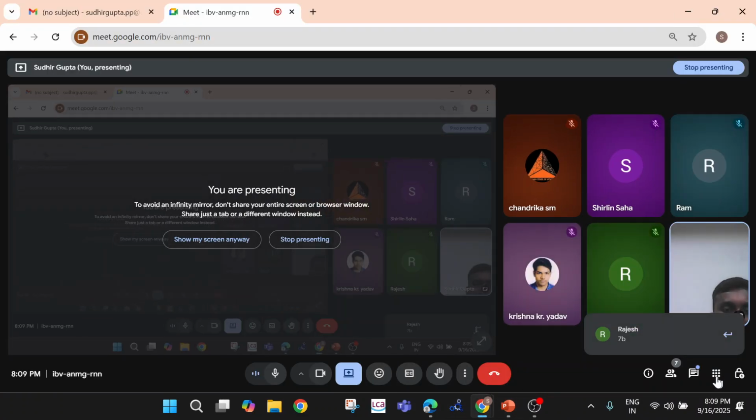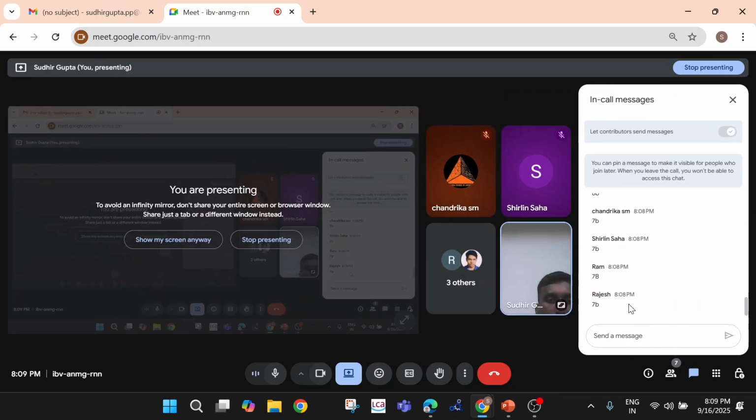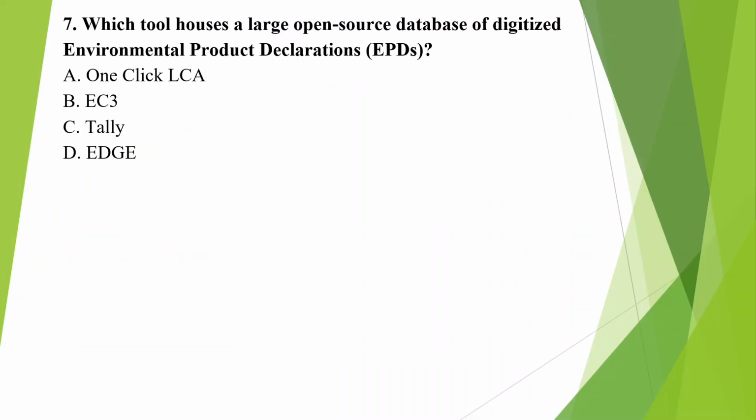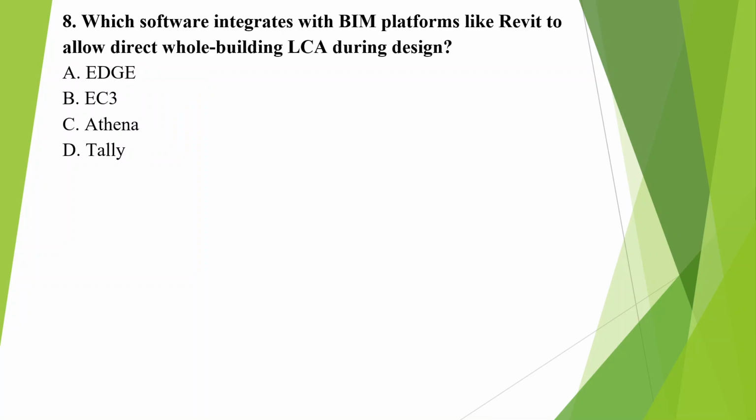So you are very quick. Again all of you have answered B. That is EC3. EC3 is an open source tool providing transparency and comparison of embodied carbon across material types. Option B is the correct answer and all of you have marked it correctly. So let's move to the last question of the sample problem series of lecture 3 of week 8.